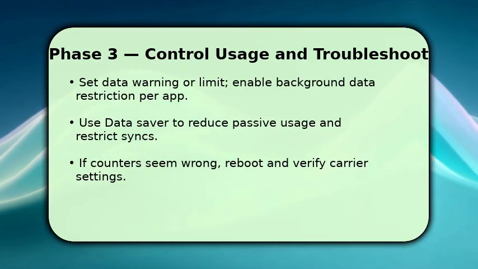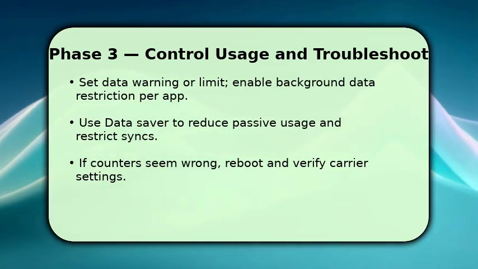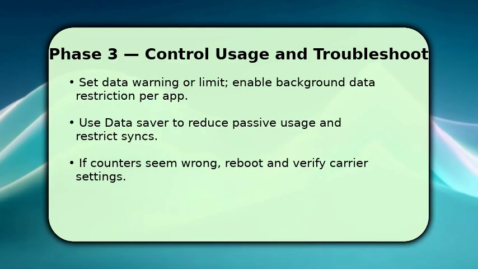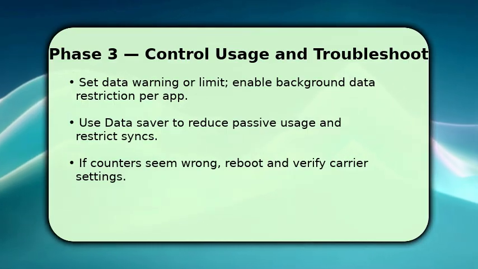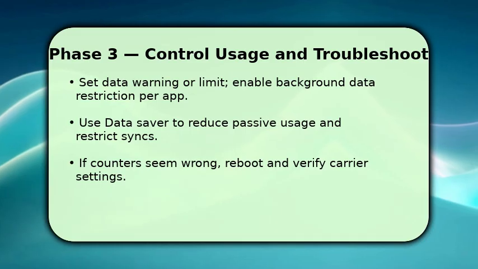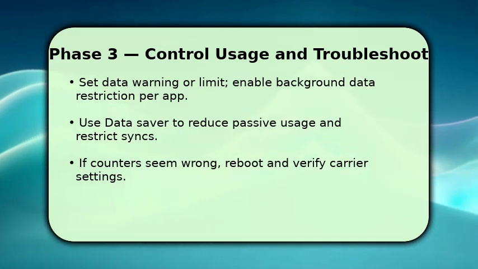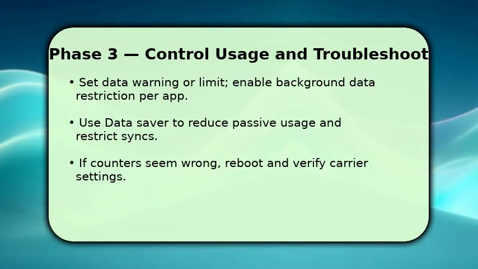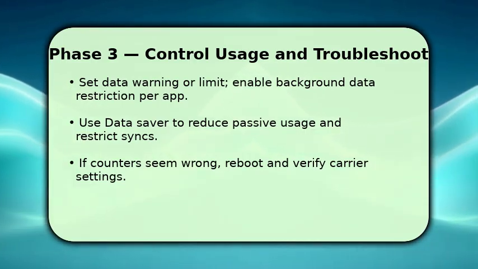This reduces surprises. If the totals look incorrect, reboot the phone and check carrier settings or APN, because sync issues or delayed carrier updates can misreport usage. If problems persist, toggle mobile data off and on. Then recheck the data usage page to confirm corrected counters.